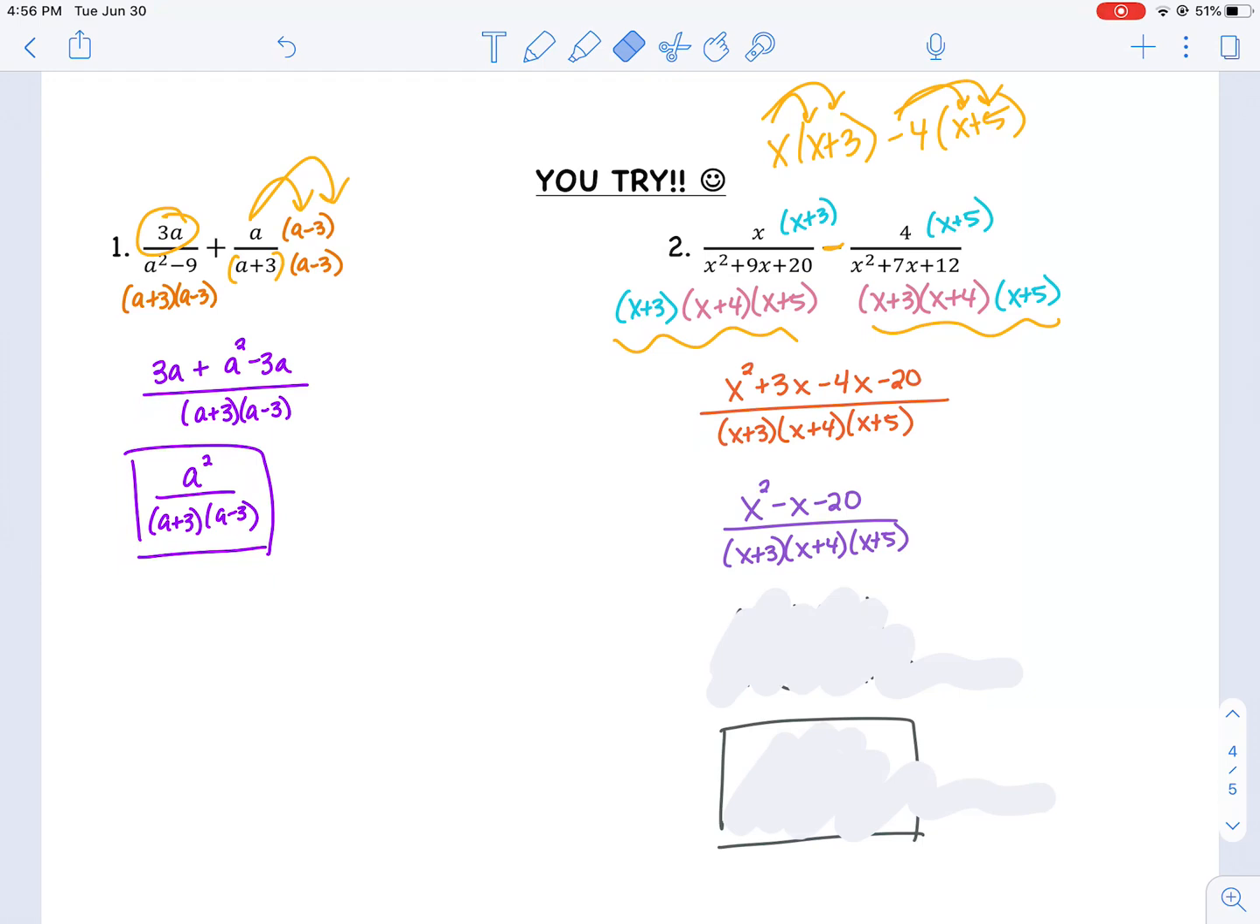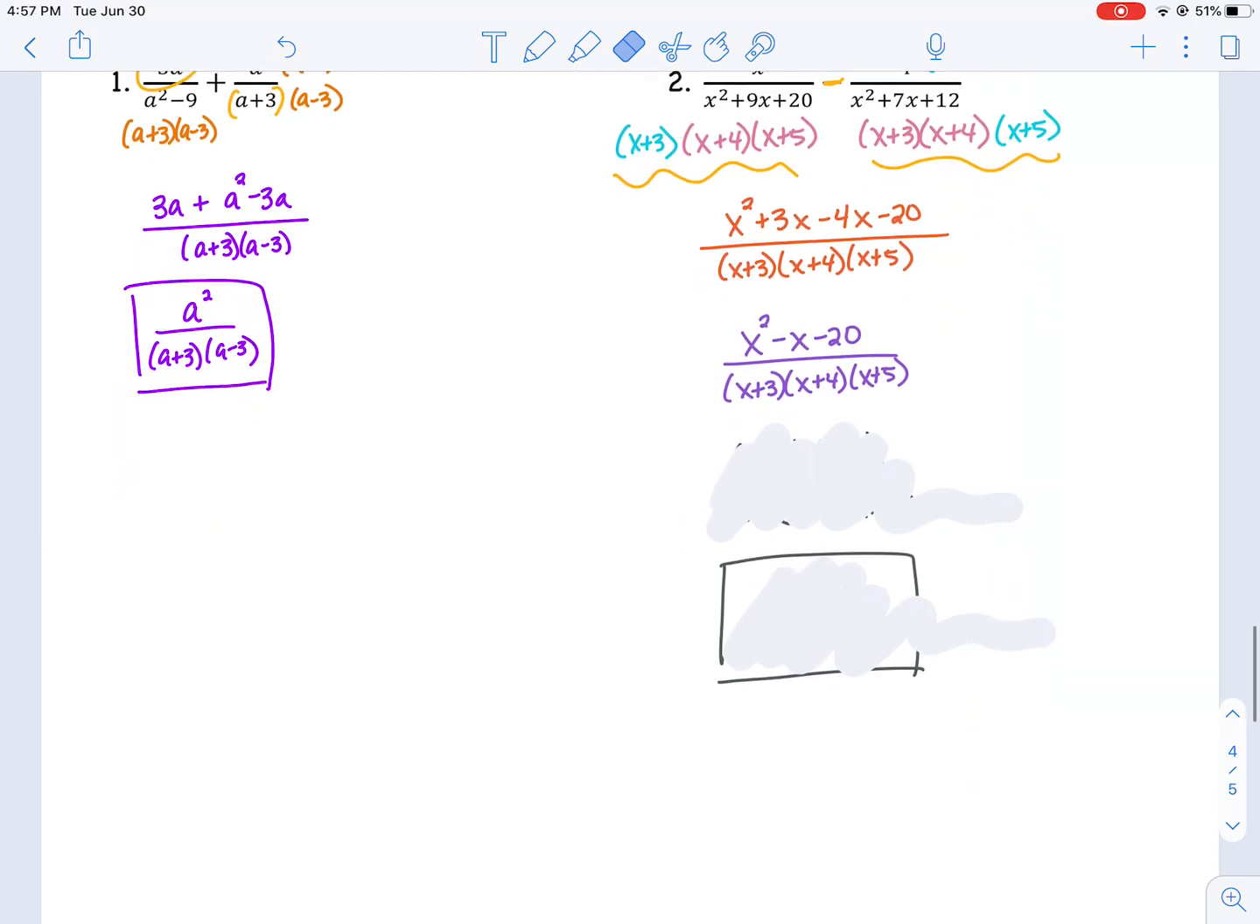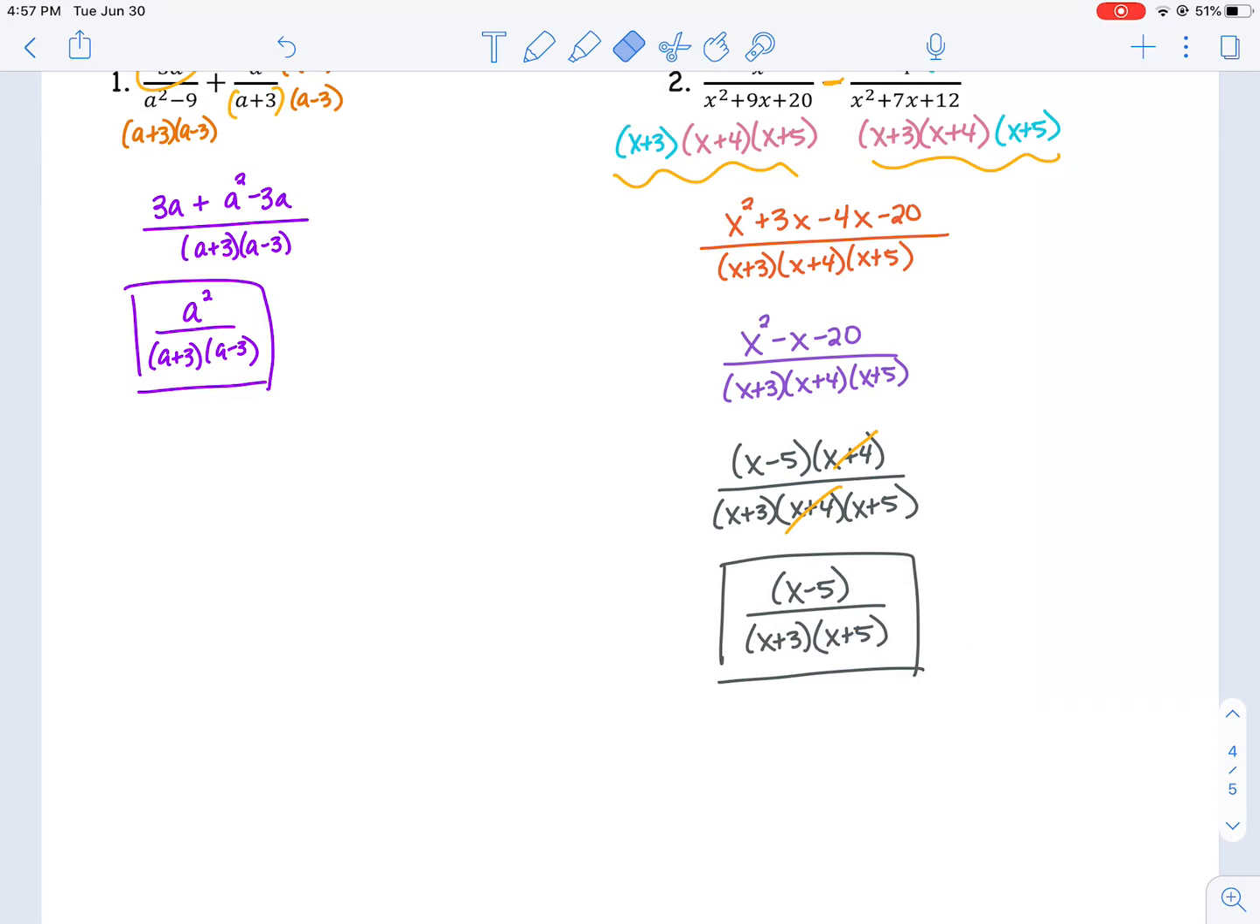Let's see if we can factor that one even more. It looks like that's a basic factor, and I can factor that into an x minus 5 and an x plus 4. And then look, can I reduce a common factor from the numerator and denominator of an x plus 4? All right, I can't do the x minus 5 and the x plus 5, so it looks like on my numerator I still have left a factor of an x minus 5. In my denominator, I have the x plus 3 and the x plus 5. Hopefully you got the same answer on that one too.